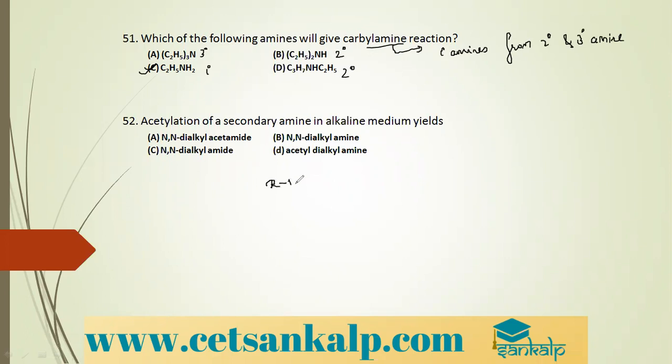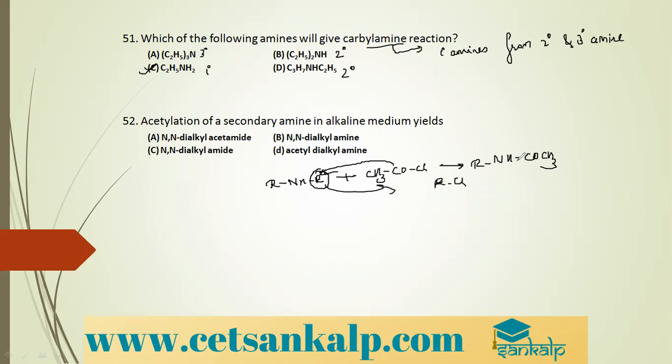Secondary amine, it is R, NH, R dash. R and R dash may be same or different. Acetylation means I'm going to take acid chloride. What do I get? The acetyl group gets added. So here I get R, NH, CO, CH3. So this R dash goes out with H. So R dash Cl comes out and this gets substituted here. So I get R, NH, CO, CH3.